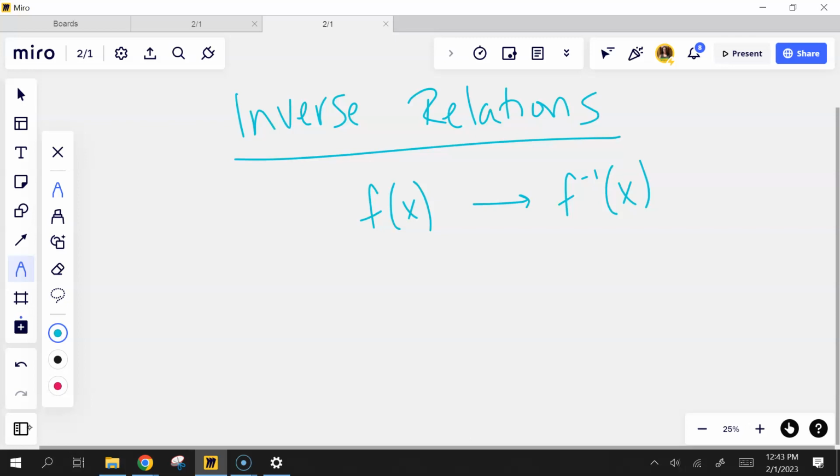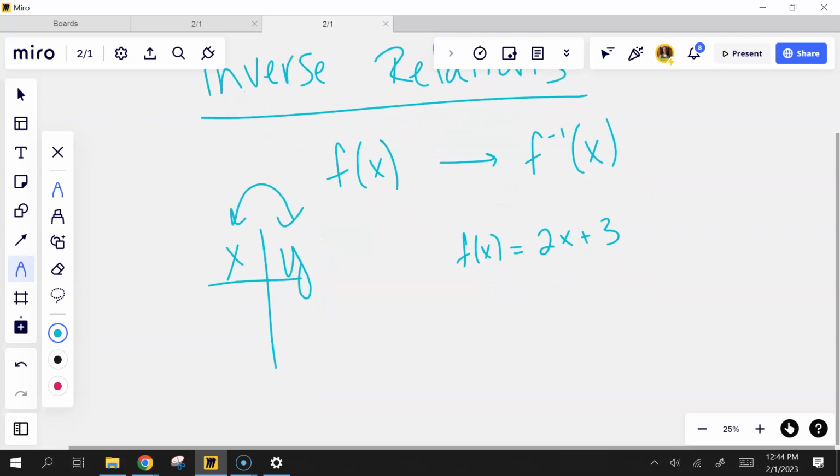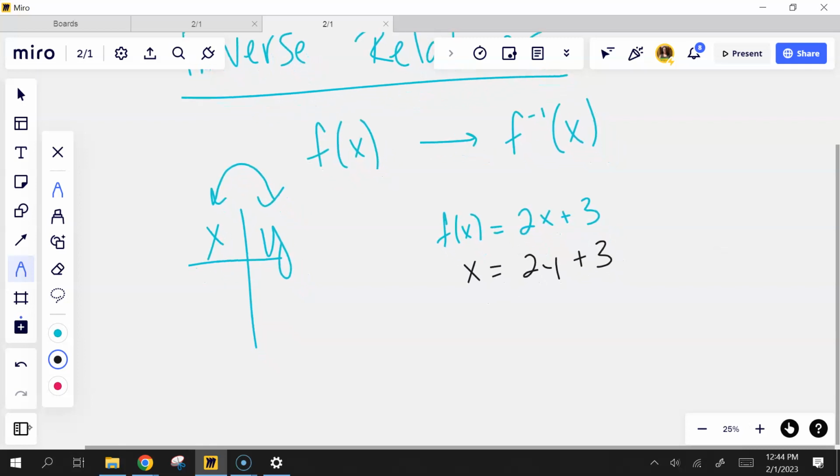Okay, so if I'm talking about a set of numbers, then the inverse would just switch these two, right? And if I'm talking about algebraically, if I had something like f of x equals, and we'll just do something super easy first, 2x plus 3, then to find the inverse of that, I would just say, well, if x equals 2y plus 3, how do I solve that for y?